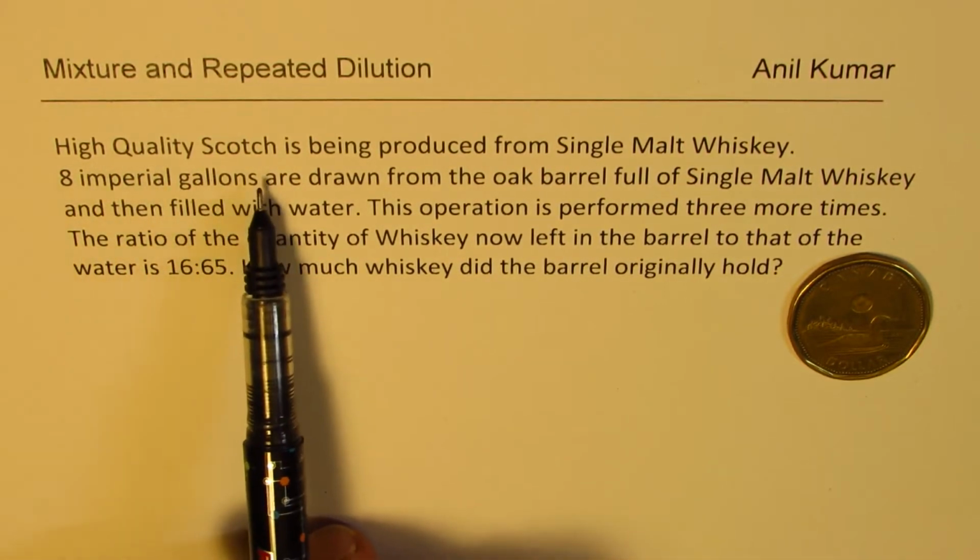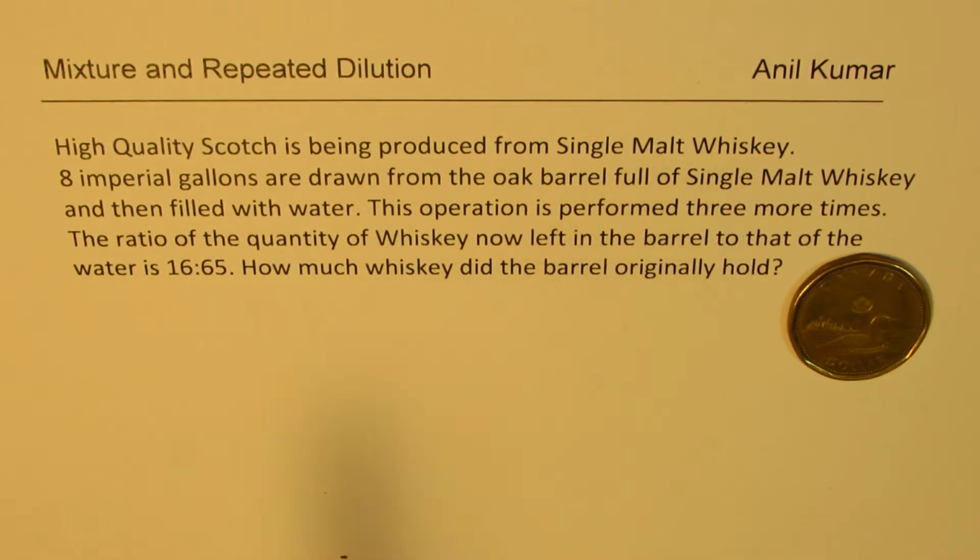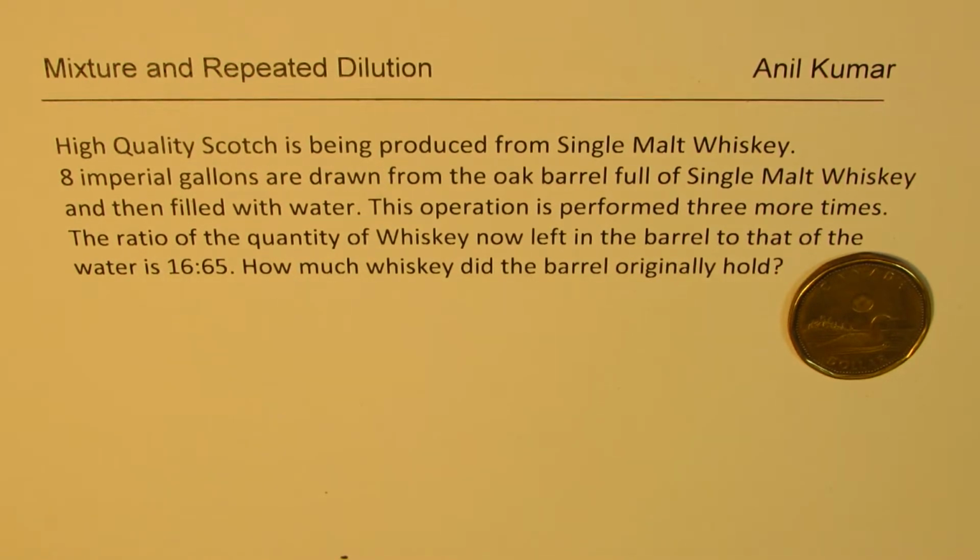High quality Scotch is being produced from single malt whiskey. 8 imperial gallons are drawn from the oak barrel full of single malt whiskey and then filled with water. This operation is performed 3 more times. The ratio of the quantity of whiskey now left in the barrel to that of the water is 16:65. How much whiskey did the barrel originally have? So that's the big question for you.